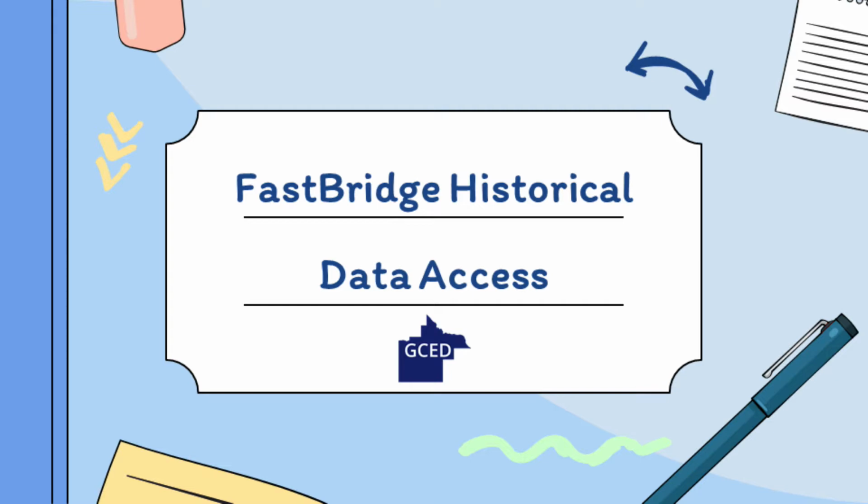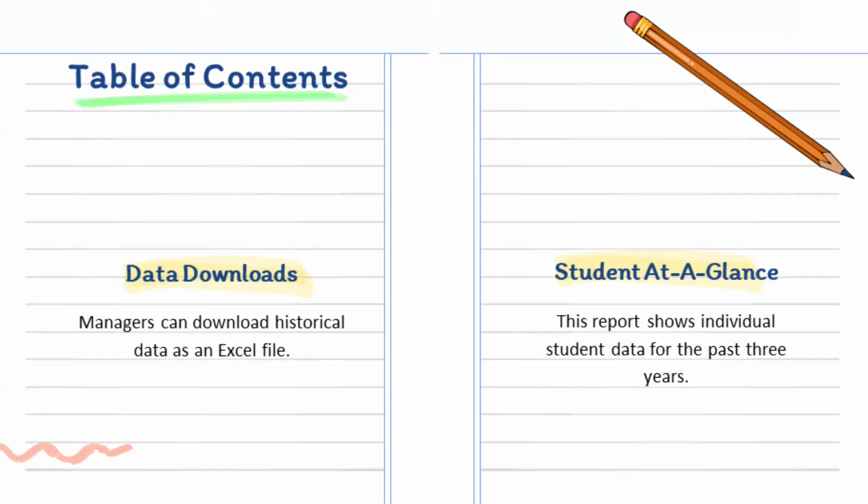This presentation is aligned to our goal of using assessment data. The objective of this module is that you will be able to access the historical data found in the FastBridge Learning Assessment System. This presentation will focus on two common approaches to access historical data. It will cover downloads of historical data as an Excel file for FastBridge users with manager-level access, and it will cover access to individual student data for the past 3 years with the Student at a Glance report, which is available to all users.